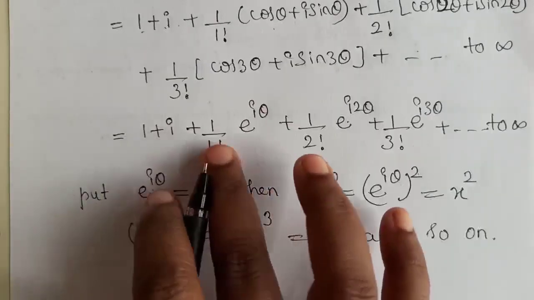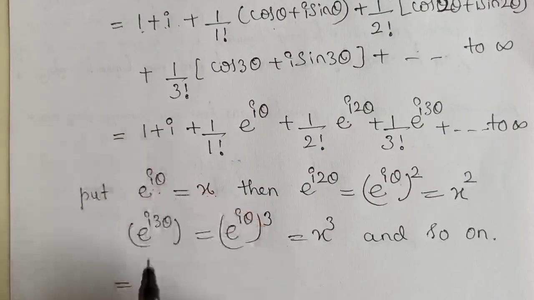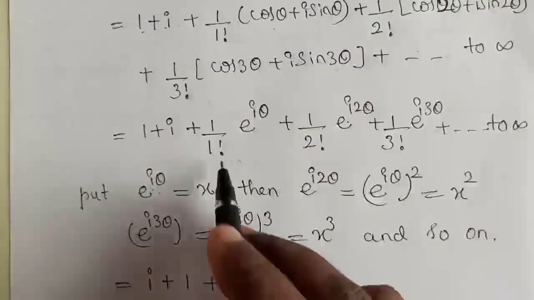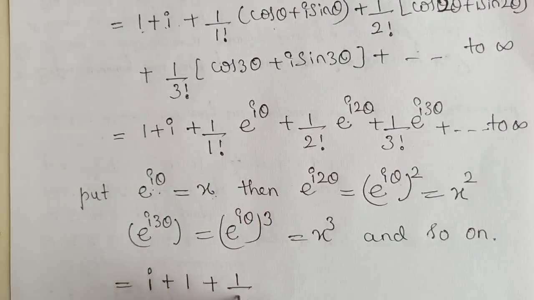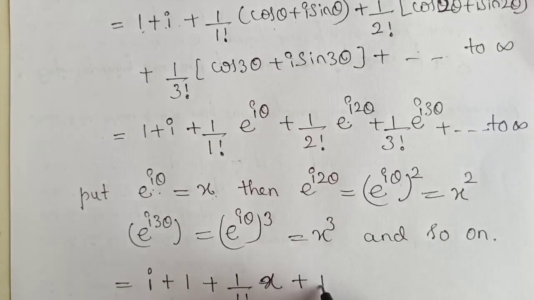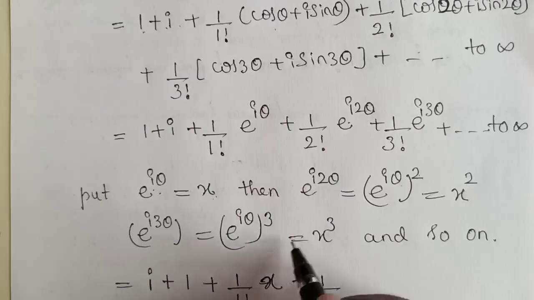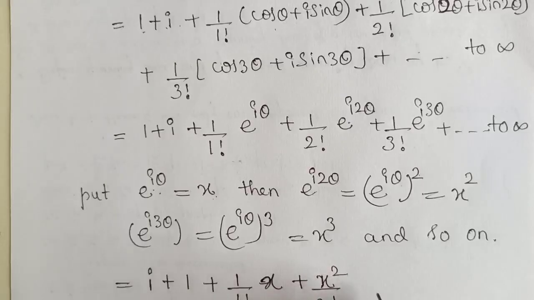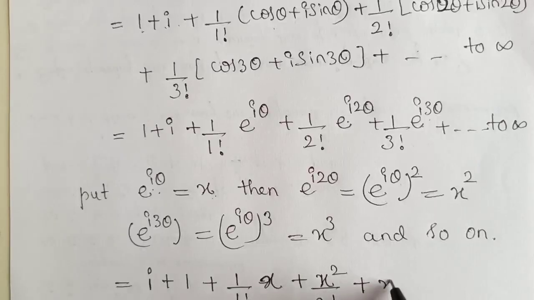Then this series becomes, first I will consider this 1 plus i as it is, then 1 divided by 1 factorial times e raised to i theta, which is x, plus 1 divided by 2 factorial times e raised to i 2 theta, which is x square, plus e raised to i 3 theta, which is x cube, divided by 3 factorial, up to infinity.